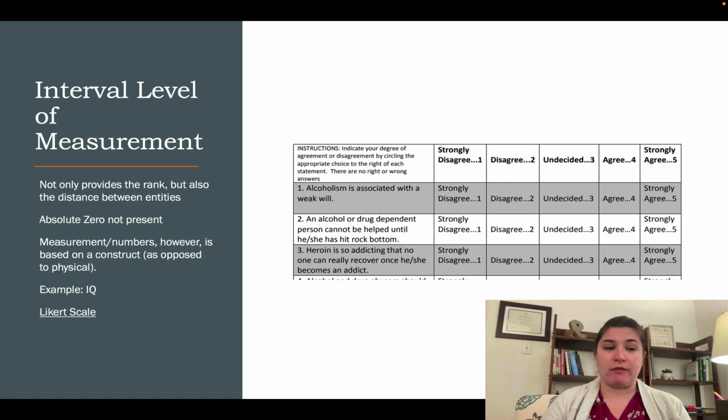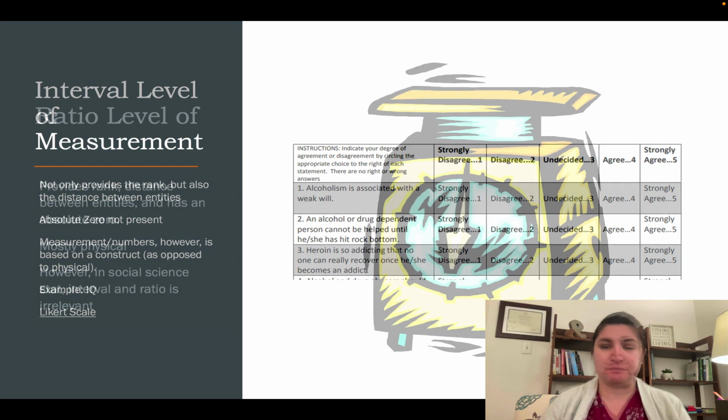With interval level of measurement, not only does it provide rank, but it also provides the distance between the entities. However, there is not an absolute 0 present. The measurement or the numbers are, however, also based on a construct as opposed to a physical distance. An example of this are different Likert scales or IQ. So as we can see, alcoholism is associated with a weak will. You can strongly disagree or strongly agree. There is a distance between these entities, but there's no actual 0.